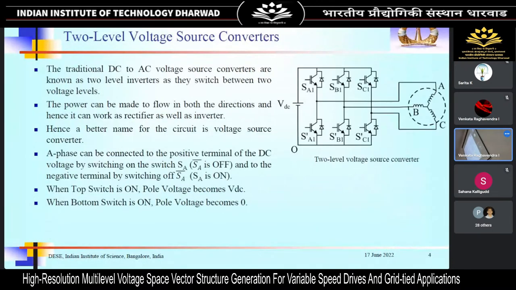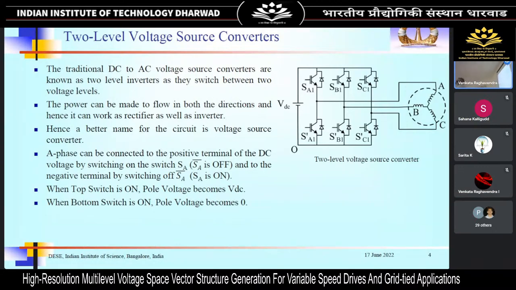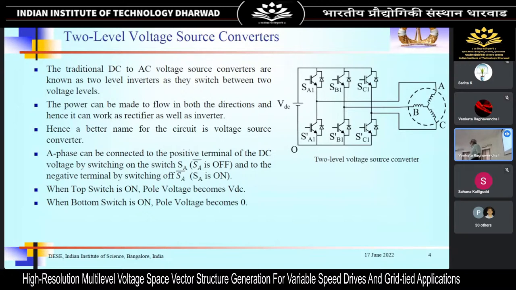Now I'll come to the first concept of converting DC to AC. This is called the two-level voltage converter. Now we have the IGBT or transistor. You can gate control on and off very easily. Two-level means these are the phases A, B, C, and these are the voltages. Phase A can be connected here, B is connected, C is connected. A can have either this level or zero only.